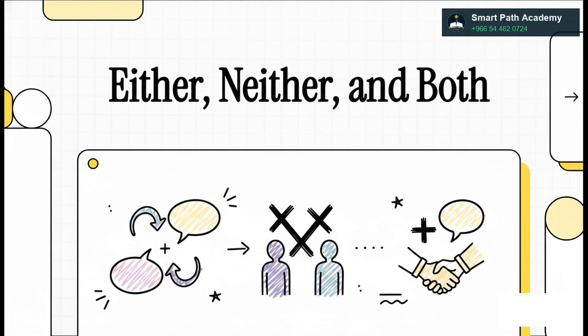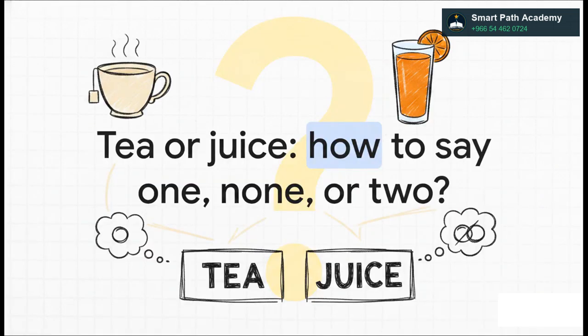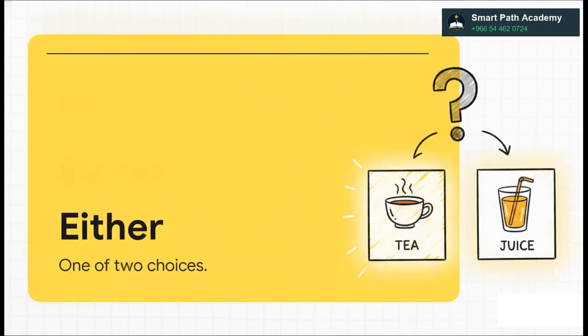Let's jump right in. So imagine you're looking right at 2 choices. Over here, we've got tea, and over there, juice. Now, how exactly does English handle it when we want to talk about choosing just one of them? Maybe none of them? Or even grabbing the 2 of them together? Well, let's find out. Let's kick things off with our very first word, either.